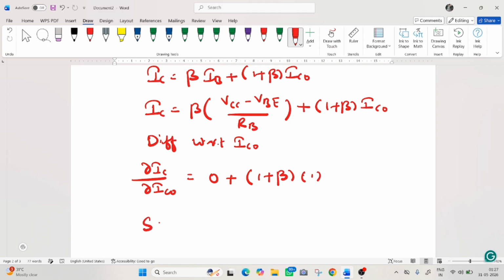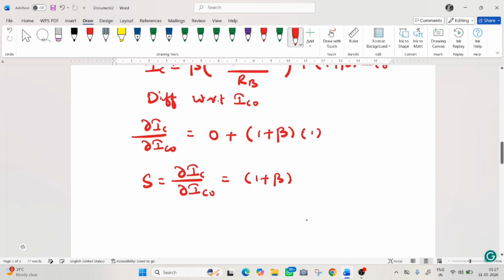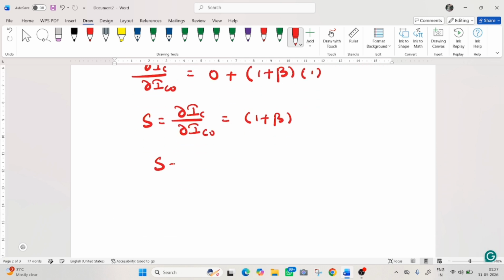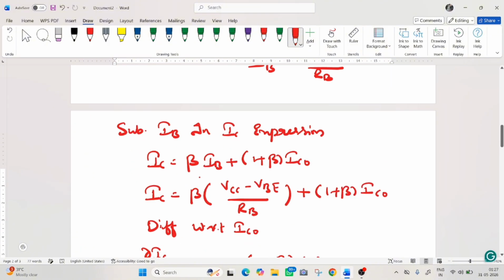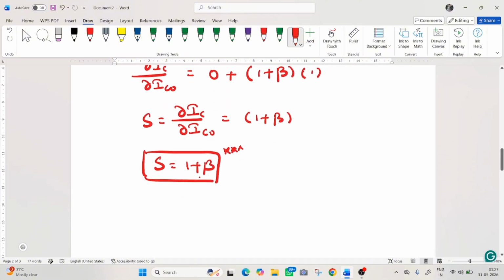So this stability factor, that is S, which is dou IC by dou ICO, is equal to 1 plus beta. So what I can conclude is the stability factor I got is 1 plus beta, which is very, very important. You must remember it directly. He might ask you the expression, or he might ask you a numerical problem also. If you're asked a numerical problem, then we can use this formula directly. Or if you're asked for the proof, then we must do all these steps. Very simple.